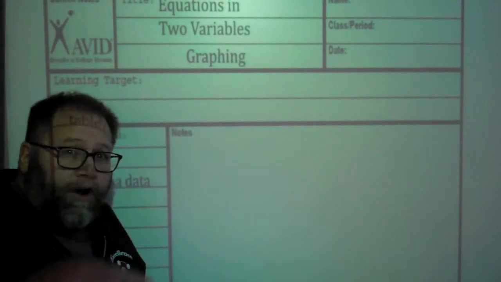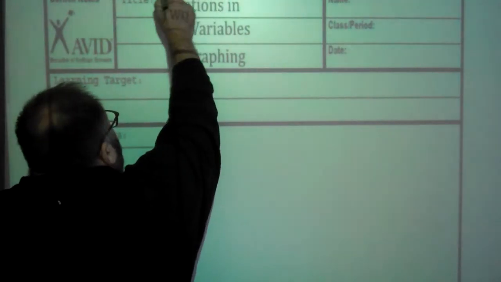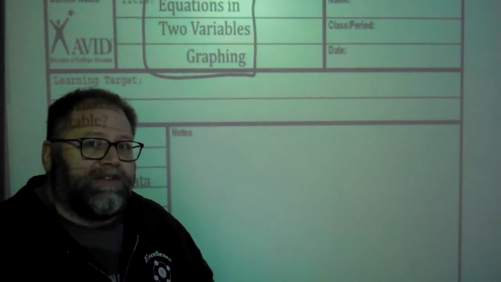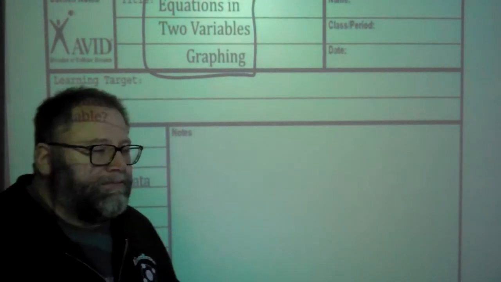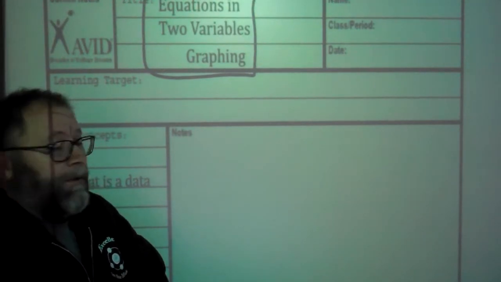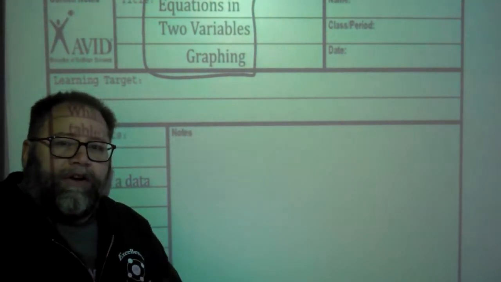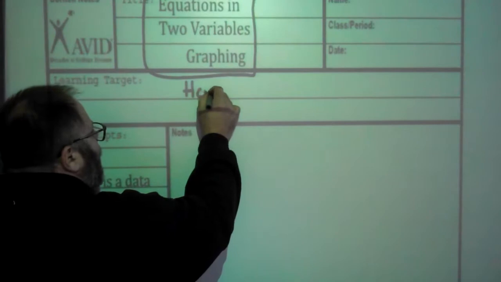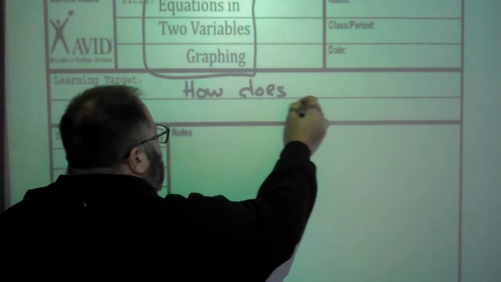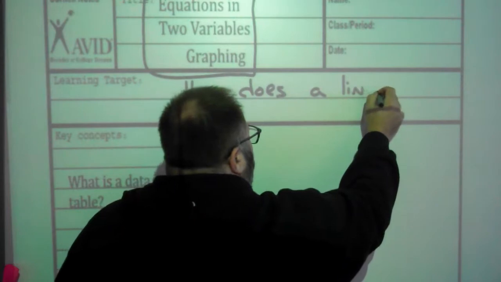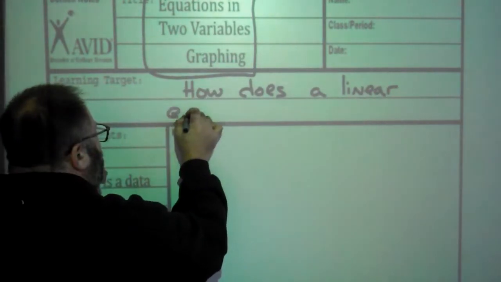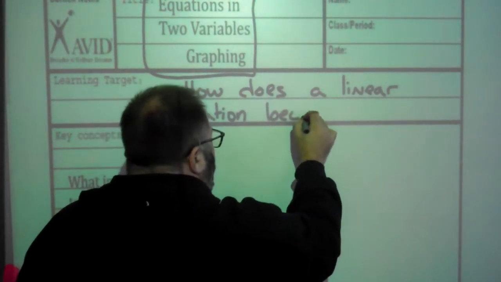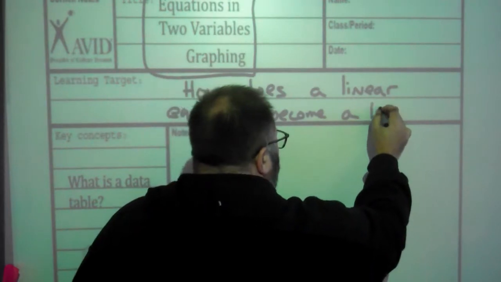In your note packet from 2020, you're looking for this page, equations in two variables, graphing. That's the key. So it's kind of in the middle of your packet in the notes section. And what we're going to talk about today is how a linear equation becomes a line on a graph. So the target here is how does a linear equation become a line?